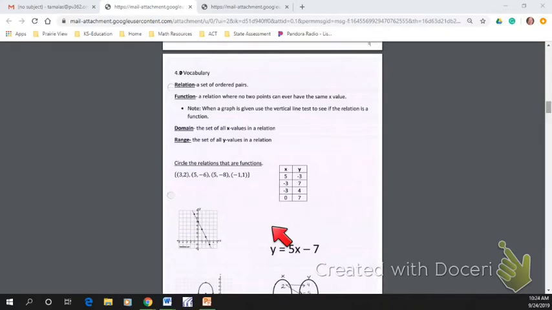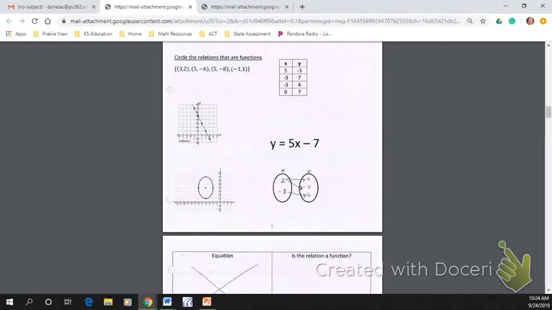Okay, so out of all these, we are going to circle the ones that are functions. So remember, in order to be a function, x cannot repeat itself. So look at this set. Does x repeat itself? Yes. The 2 5s repeat, so it is not a function. Okay, so not a function. You can write no if you want. We're going to circle the ones that are.